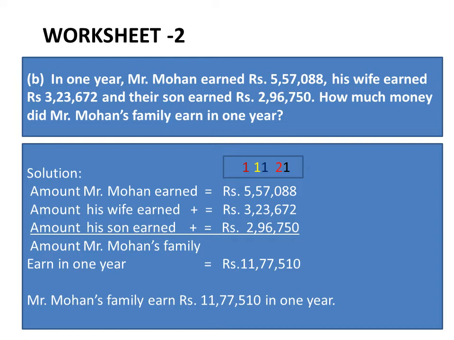First, add the digit of ones place. 8 plus 2 plus 0 is equal to 10. So 0 we will write in ones place and carry 1 to the tens place.